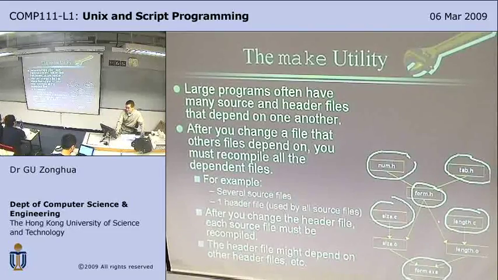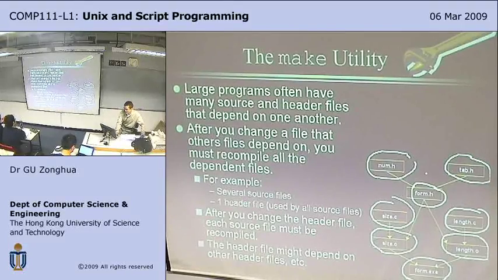recompile size.c to obtain size.o and recompile length.c to obtain length.o and finally relink these two object files into an executable file. So if you have several source files, one header file used by all the source files, after you change the header file, each source file must be recompiled, and header files may depend on some other header files.